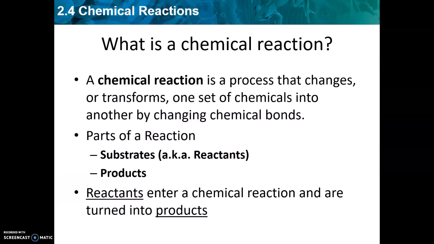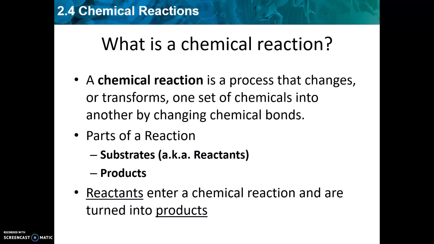So we need to begin here by talking about what exactly a chemical reaction is, because a chemical reaction does have specific meaning in science, and it's going to be any process that changes or transforms one set of chemicals into another. And what that means is the chemical bonds are changing somehow between what you start out with and what you end up with at the end of the reaction.